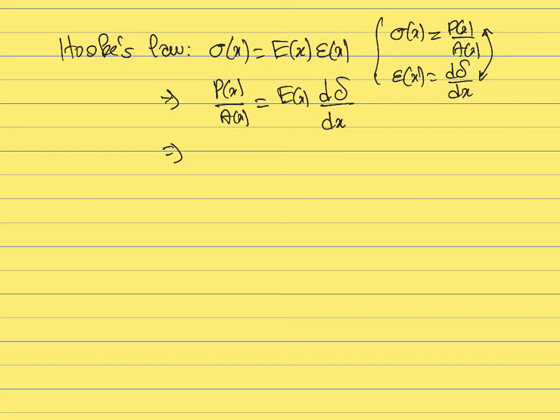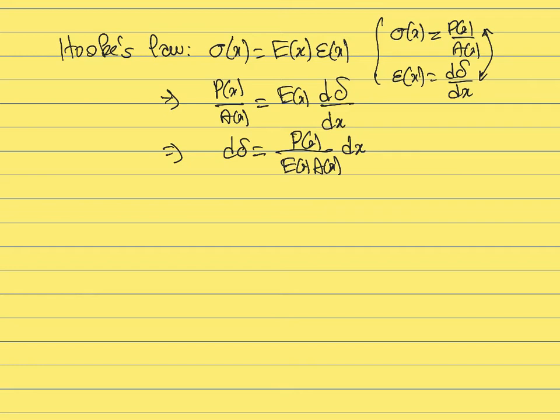What we want to find is the elongation. So we are going to isolate the elongation d delta, and put everything else on the other side. So the elongation d delta is going to be equal to the internal load, P of x, divided by the Young's modulus, divided by the area of the cross section, times dx. So now we have a relationship between the elongation on the left and the load on the right. So now how do we solve this?